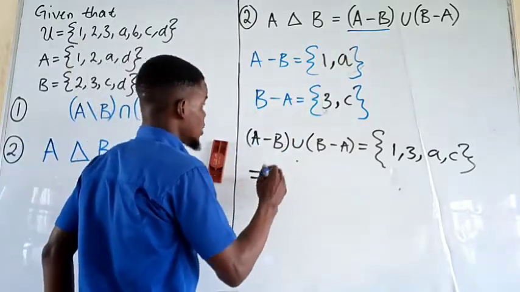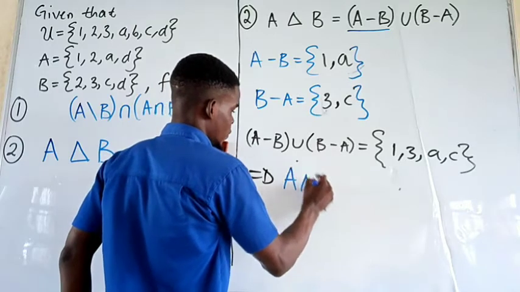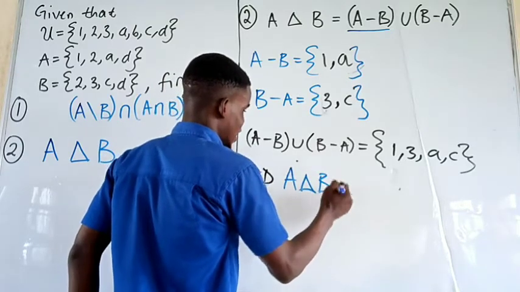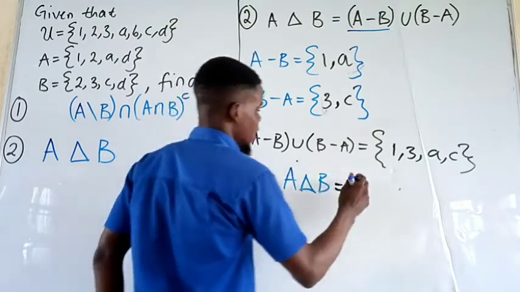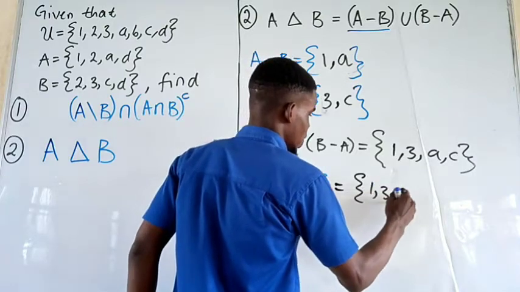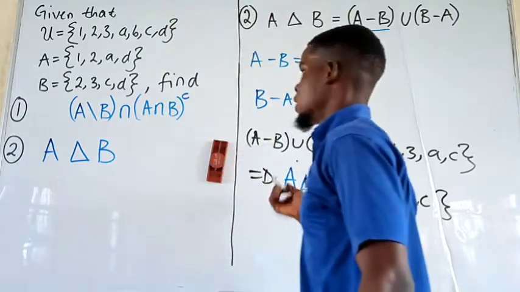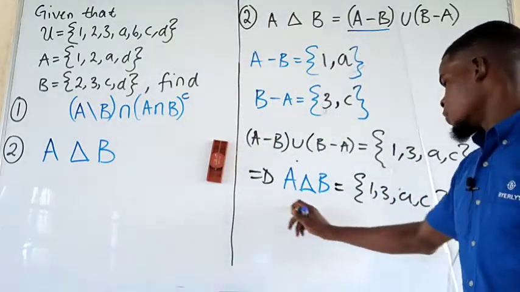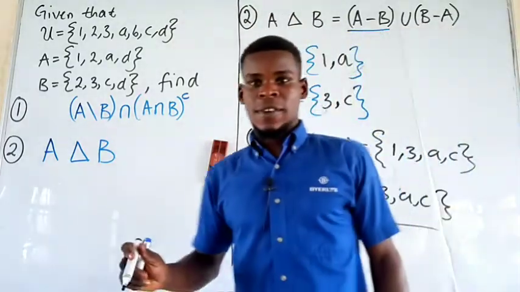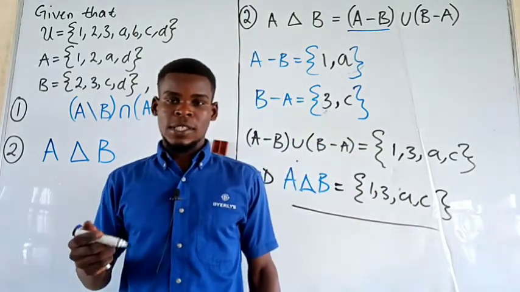So this implies that the symmetric difference between A and B is {1, 3, a, C}. So this is it, and this is very nice. That was very interesting. I believe you've gotten it.